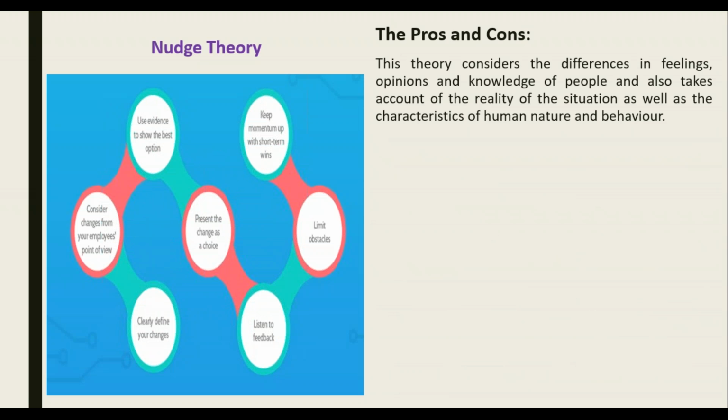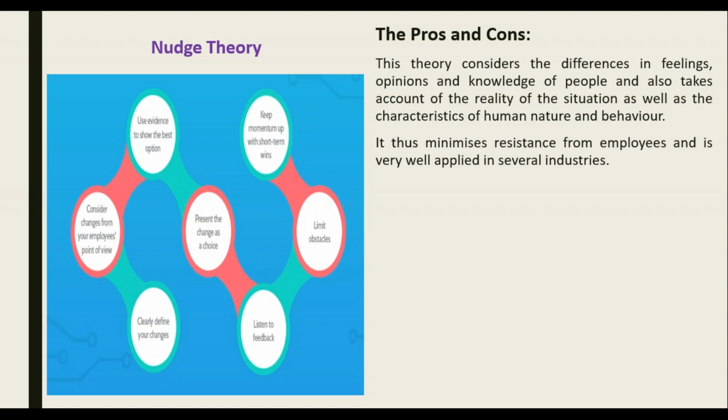The theory eliminates traditional change methods like punishment enforcement and direct instructions. One of the main benefits of this theory is that it considers the differences in feelings, opinions, and knowledge of people, and also takes account of the reality of the situation as well as the characteristics of human nature and behaviour. It thus minimises resistance for employees of a company and is very well adapted and applied in several industries.